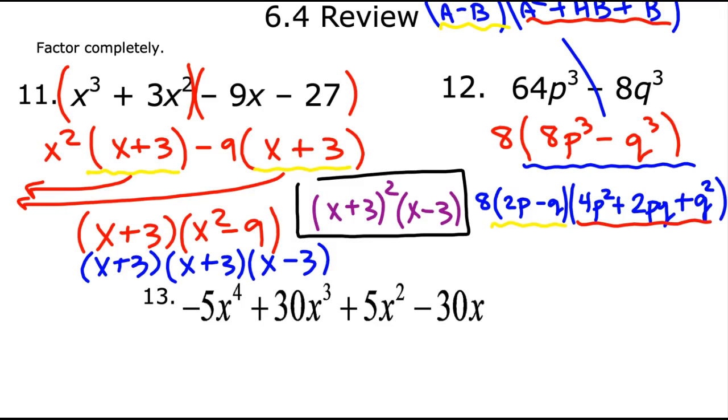So the A is 2p and the B is q, right? So when you're looking at this, everywhere you see an A, you put in the cube root of that cube, which is 2p, and everywhere you put a B in, you put the cube root of q cubed, which is q.